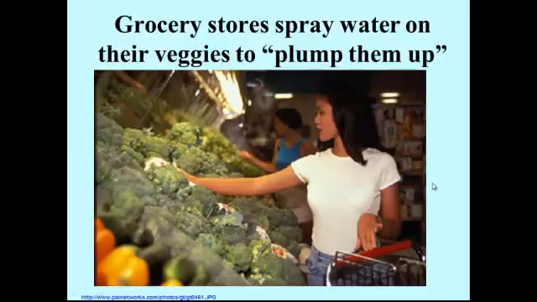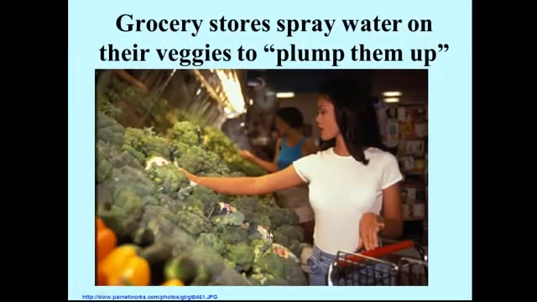And same thing happens in the grocery store. Have you ever seen them spraying water on the veggies? Nobody wants to buy limp broccoli or saggy celery. Spraying water on those veggies is putting hypotonic liquid on them, and they absorb the water, they take it into their cells, and it plumps them up.